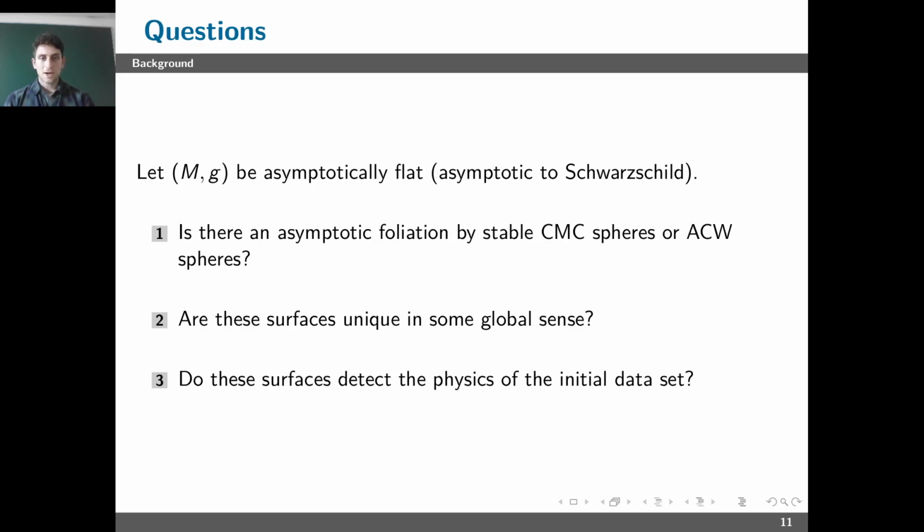Okay, now it turns out that for stable constant mean curvature spheres, all of these questions have been studied quite extensively.